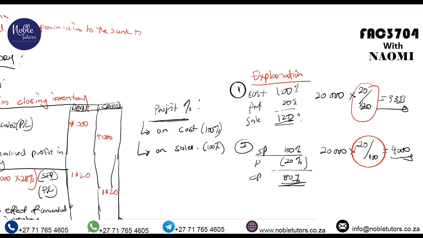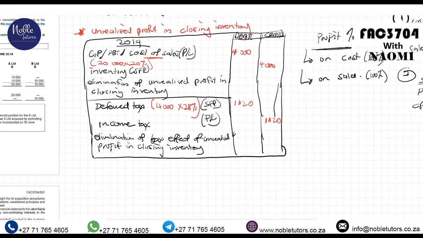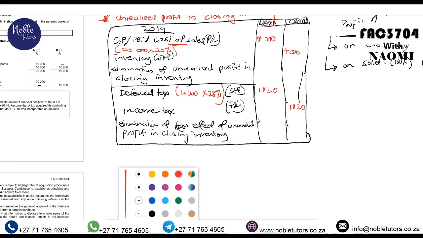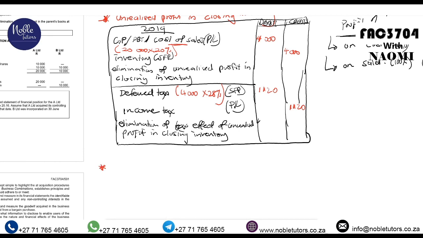But I have to explain to you, because I have to make sure I am clear on what comes from where. So please note that whenever you do profit calculation on unrealized profit, remember to check on which basis the profit is based. Okay, so that is out of the way. We did unrealized profit on closing inventory, so now it's unrealized profits on opening inventory.